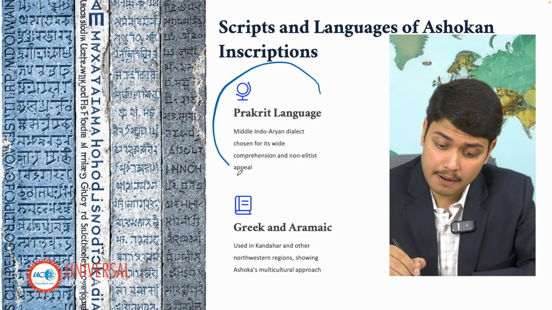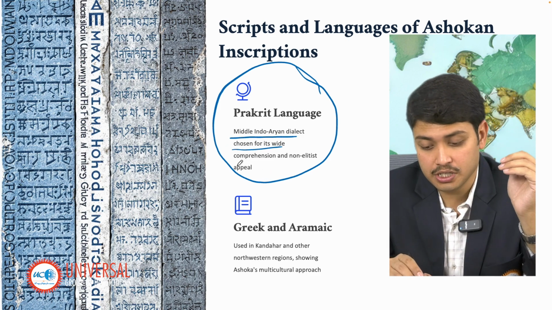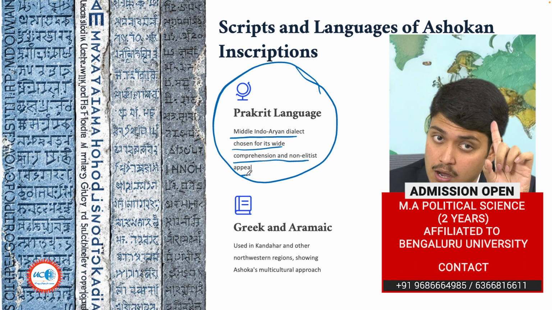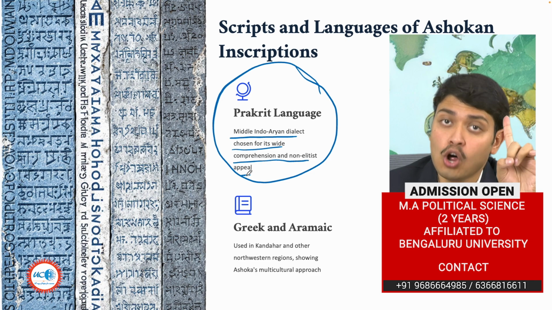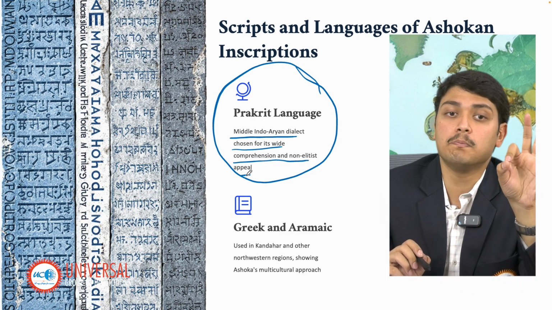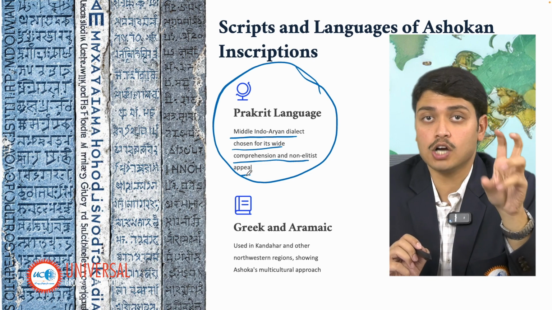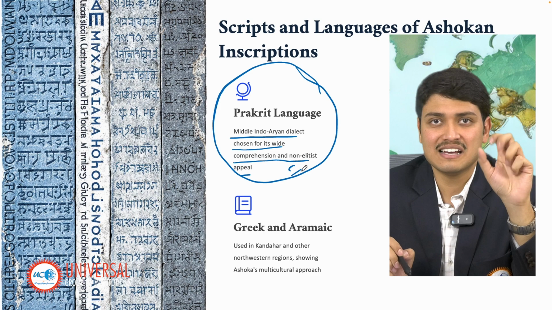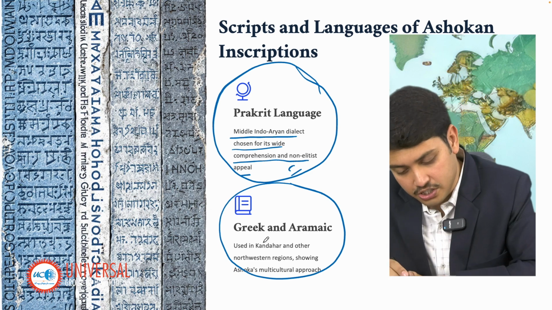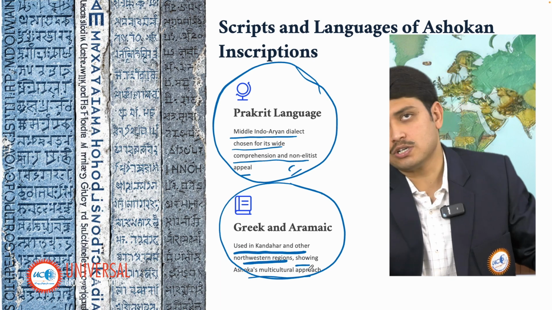And languages: Prakrit, a Middle Indo-Aryan dialect chosen for its wide comprehension and non-elitist appeal. It chose Prakrit languages and not Sanskrit. Why? To target the non-Brahminical common people. Even the non-Brahminical people had access to Ashoka's Dhamma because of its fluidity in language. Next is Greek and Aramaic. I've already told you, used in Kandahar and other northwestern regions, showing Ashoka's multicultural approach.